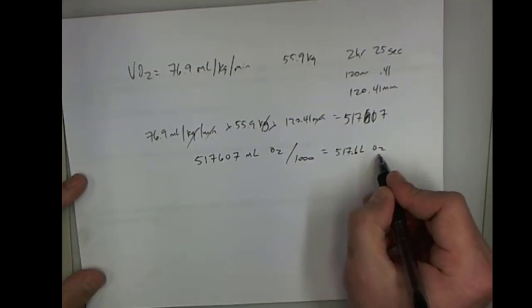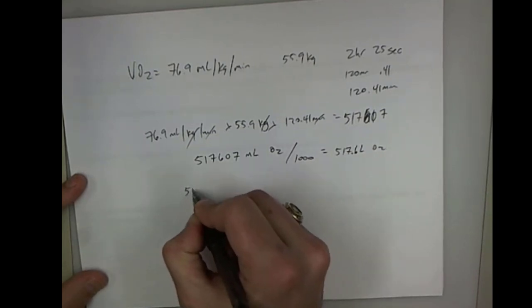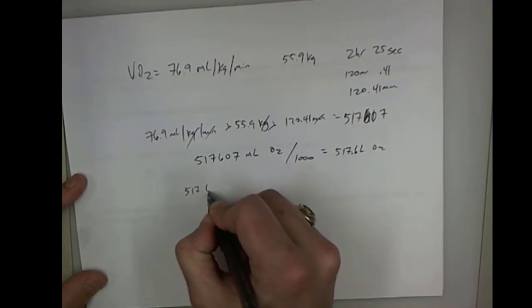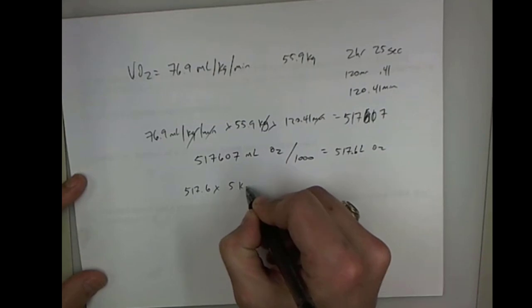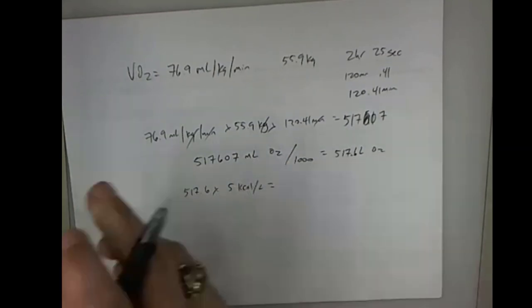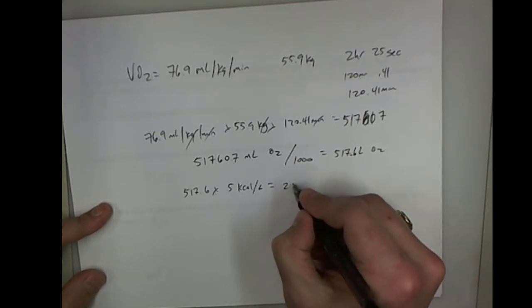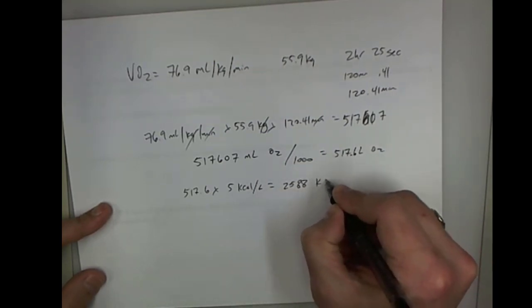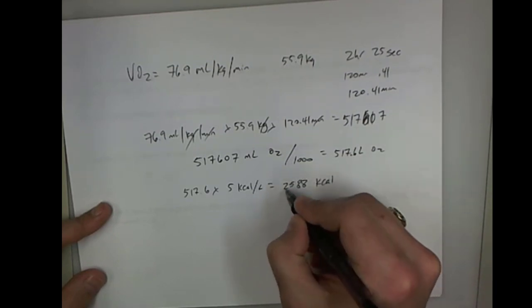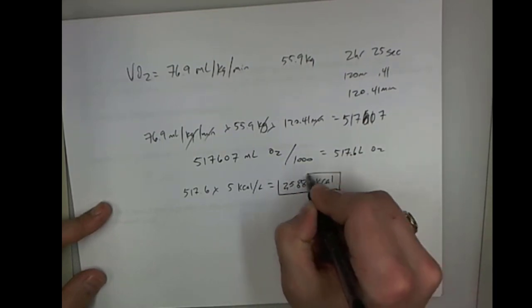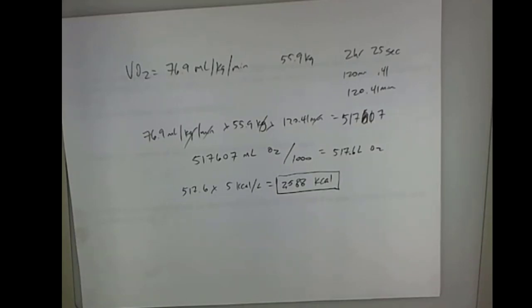So that's his total liters of oxygen, 517.6 times 5 kcal per liter. Tells us that he burned approximately 2588 kcal. So 2,588 kcal was his estimated calorie expenditure during the race.